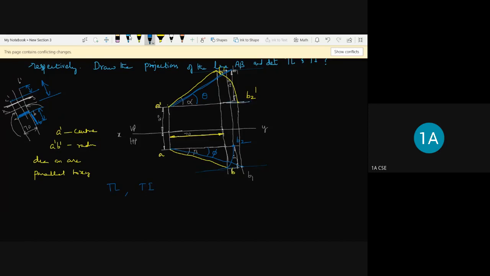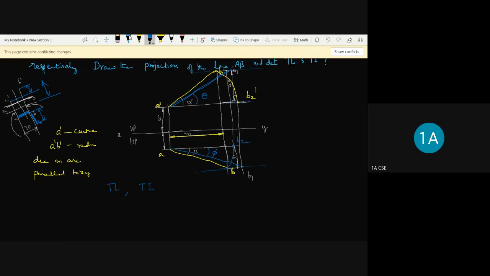I got the true inclinations. This is how you have to solve this problem. Here, I have not given theta and phi. I have given only the positions of the point and the distances. So based on that, we have proceeded. We need to have the knowledge of how we can get all these points.